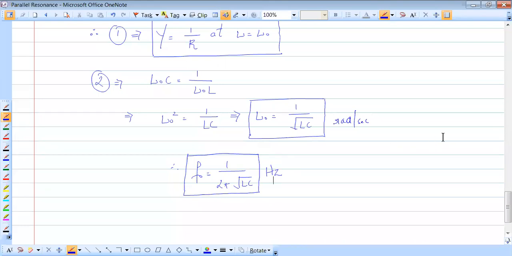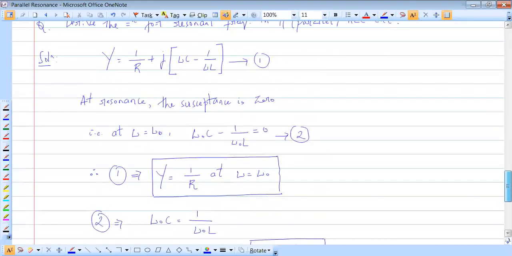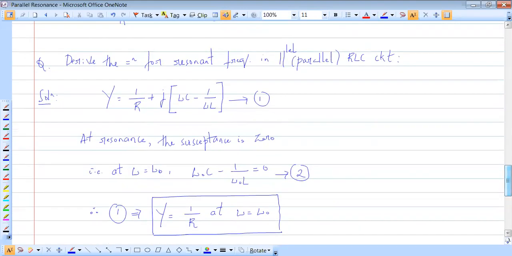Everybody's okay with this? So what we have done is we have obtained the resonant frequency for the parallel RLC circuit. How did we do it? We did it by considering the admittance equation. It's very similar to the way we did it in series RLC. In series RLC, we considered the impedance and said the reactance is 0. Here we consider admittance, and we are saying that at resonance, the susceptance is 0. Just that. Fine. I think we can stop this session today.